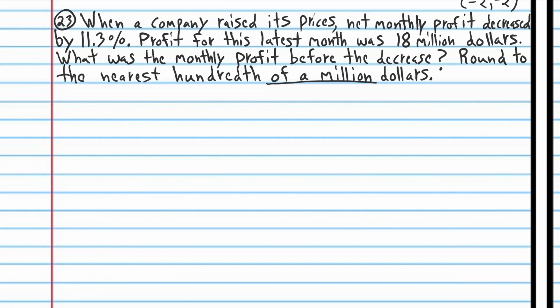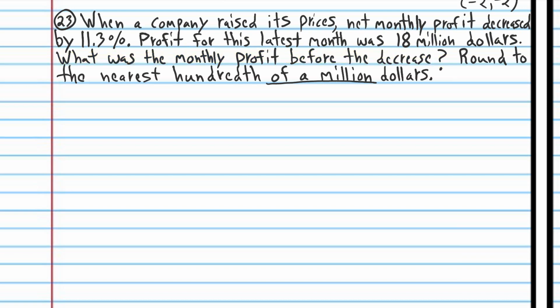When a company raised its prices, net monthly profit decreased by 11.3%. You see, if you raise the prices of your products, sometimes fewer people will buy the products, and that will actually decrease your profits. Then it says profit for this latest month was $18 million. That was after the decrease. What was the monthly profit before the decrease?